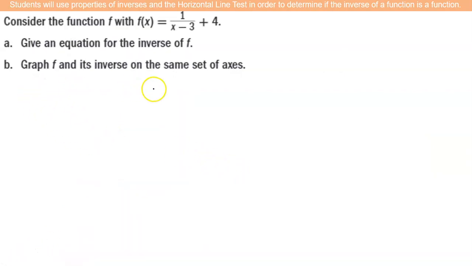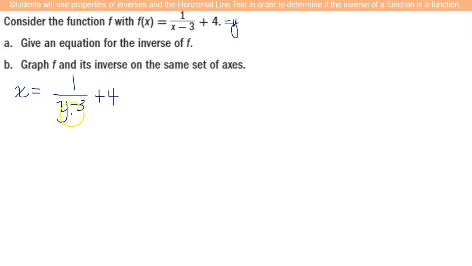So here's another one for us to try. It says to first consider the function f of x equals 1 divided by x minus 3, plus 4. Give an equation for the inverse. So to find the inverse, we're going to switch our x and y. And remember, f of x is the same as y. So this is really x equals 1 divided by y minus 3, plus 4.